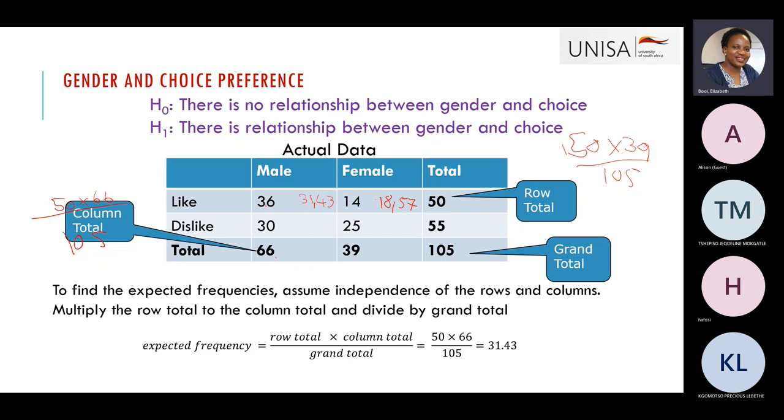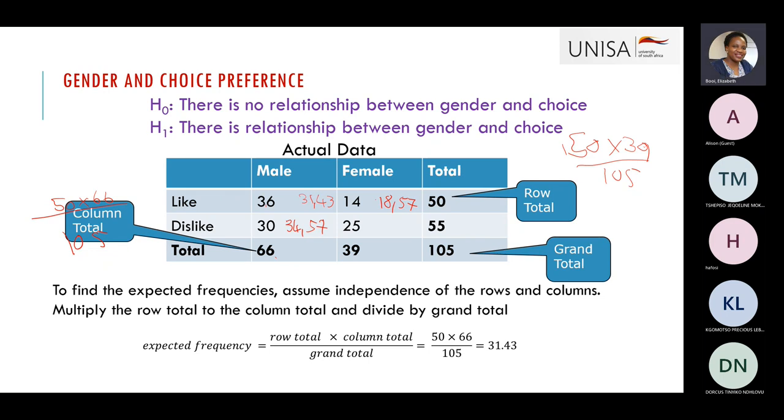So for 30, it will be 55 multiplied by 66, divided by 105, and the answer will be 34.57. And the last one would be 55 multiplied by 39, divided by 105, and that gives you 20.43.